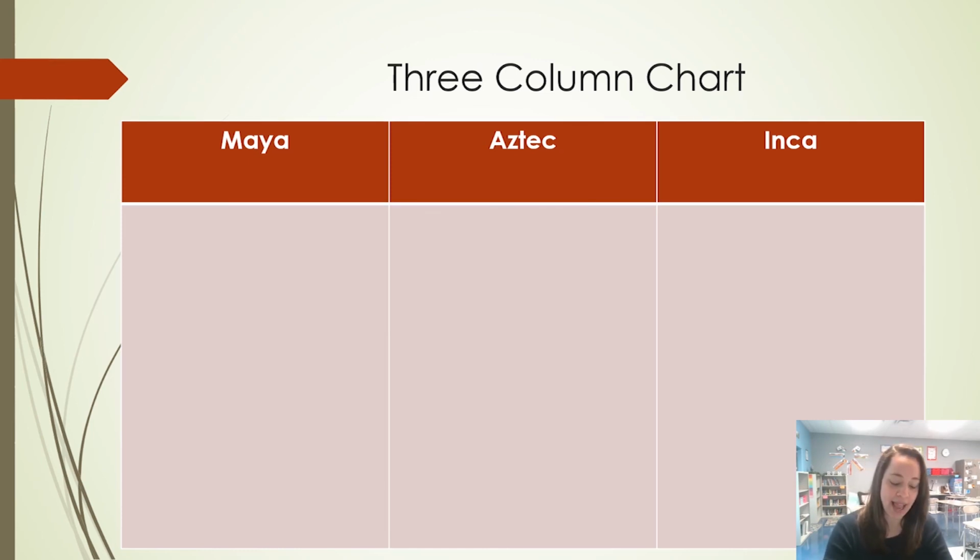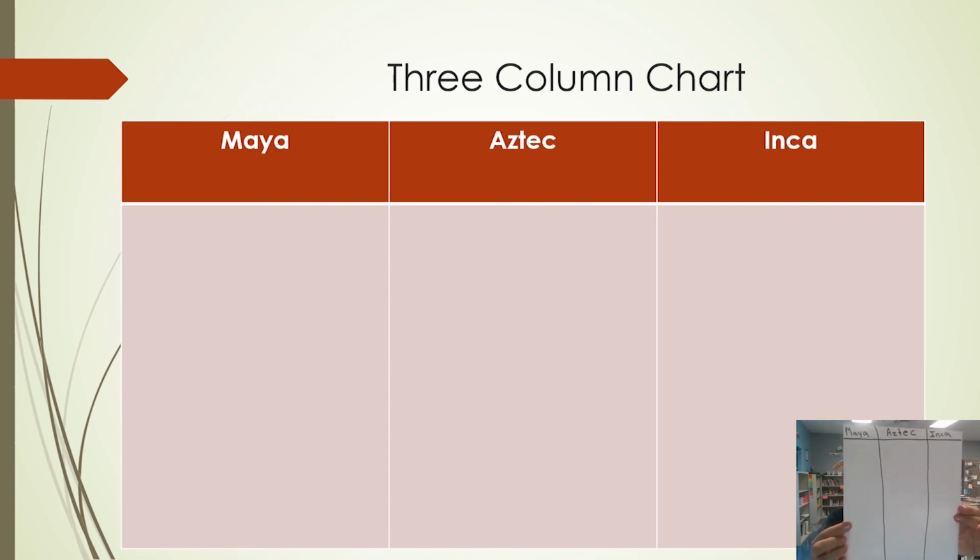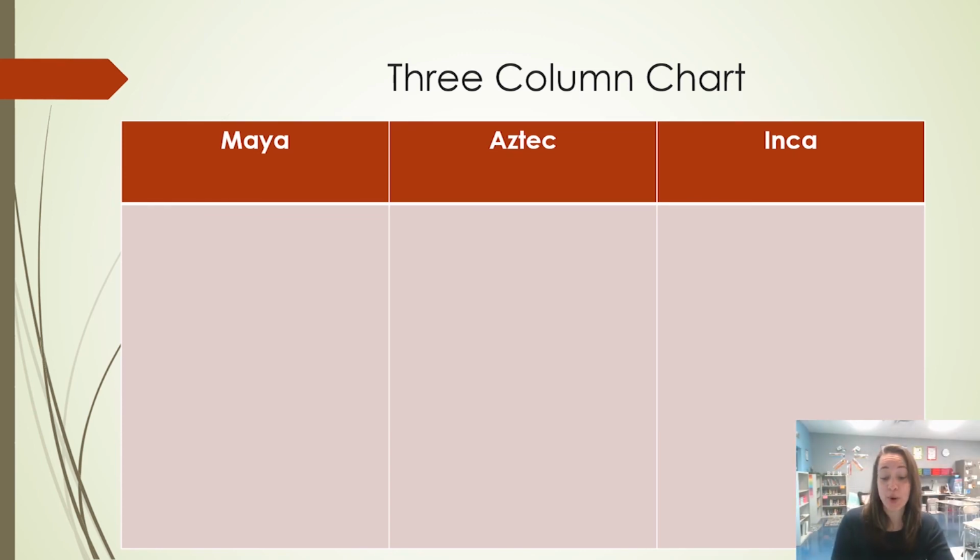The first column is titled Maya. The second column is titled Aztec. And the final column is for the Inca. Here's what my chart looks like. Now, I tend to write a little bit bigger than most people, so I'm going to go ahead and make a second chart for myself. We're going to be using these in the following lessons that we have coming. So make sure that if you need to, you make more than one and you have it handy and ready to go for our next lesson.